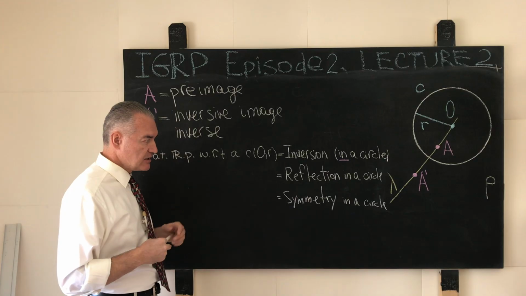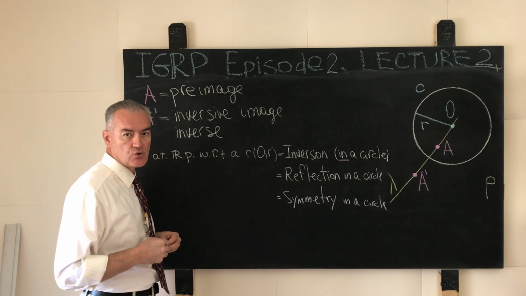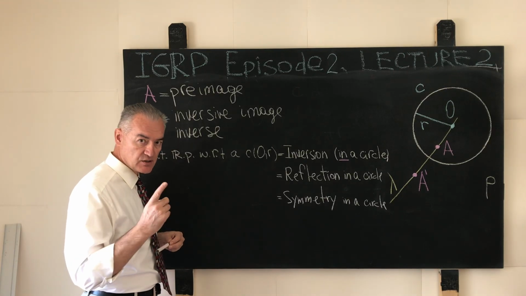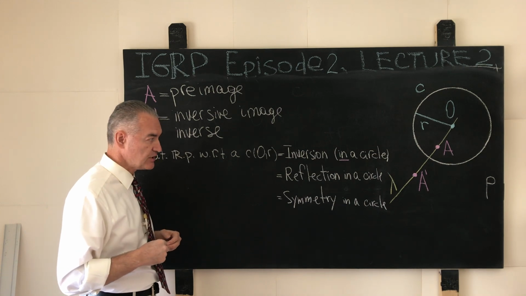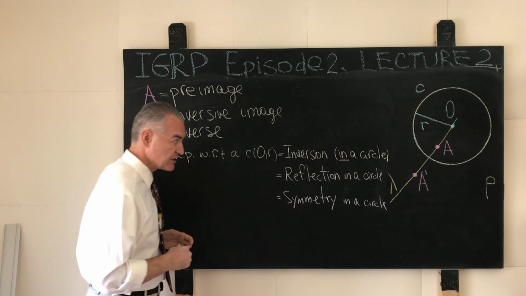We can have a couple interesting symmetries. They are also called symmetry in a single point, or reflection in a point, and symmetry in a straight line, or reflection in a straight line.